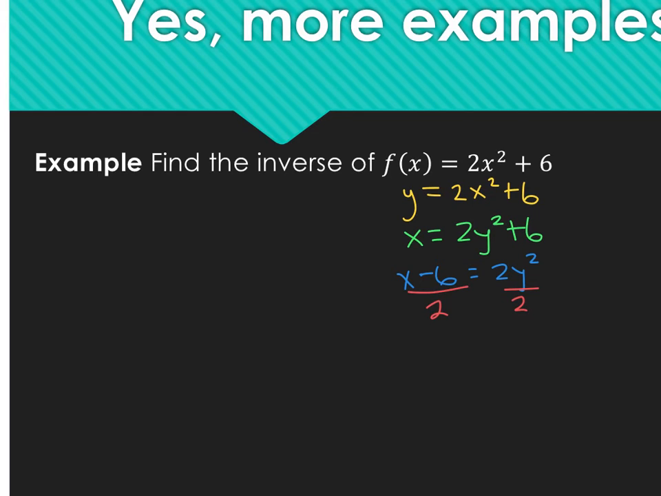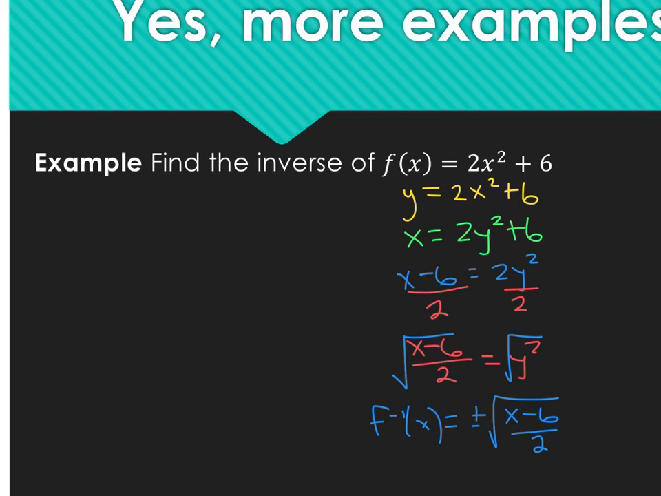Okay, and then if you have x minus 6 over 2 equals y squared, remember to undo squared, use square root. And when you solve something by square roots and you don't have your domain restricted, you do need that plus or minus in your answer, because if it's an even root, there are 2 solutions. And that's all you got to do.